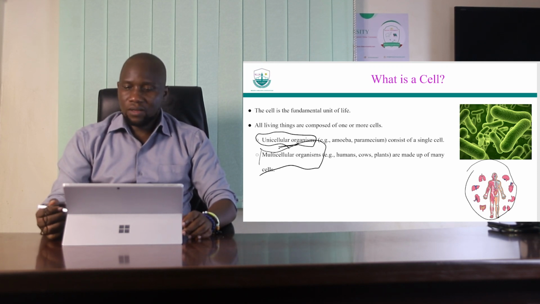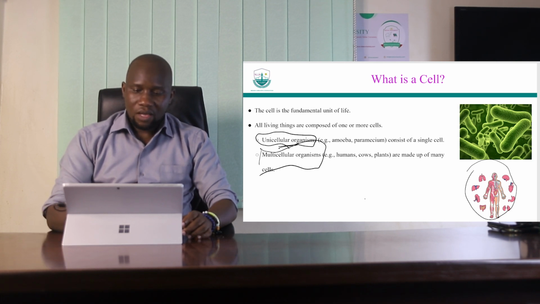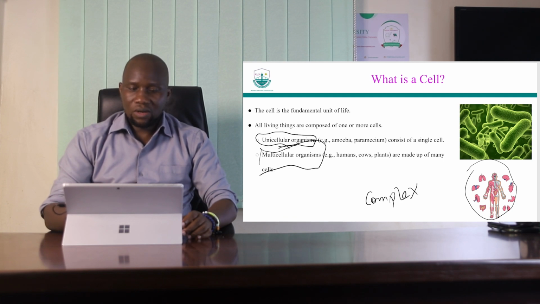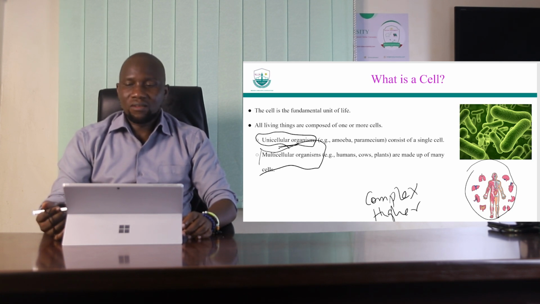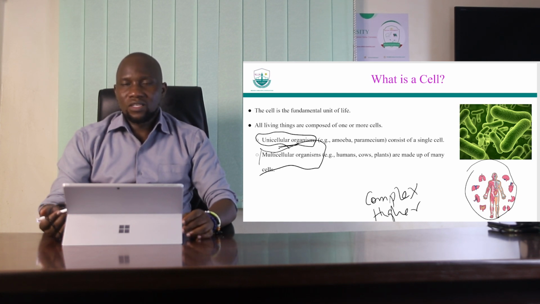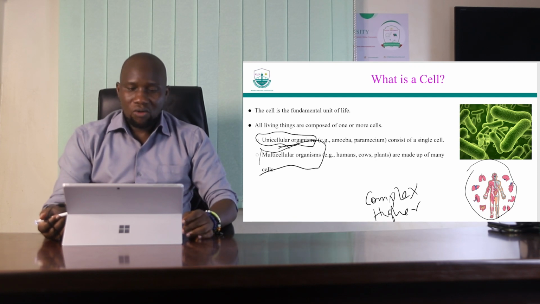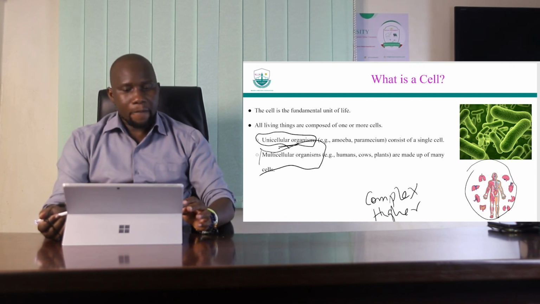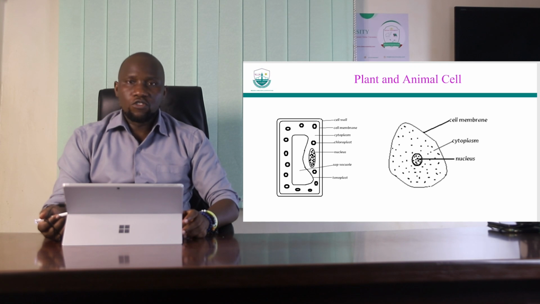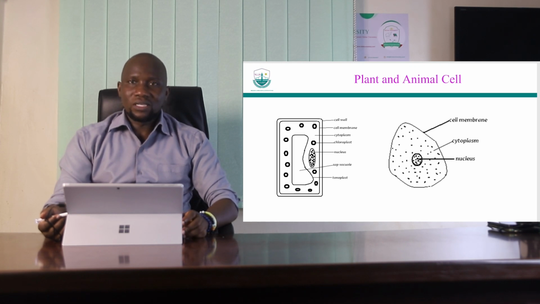So we say that organisms that are multicellular are called complex organisms, or multicellular organisms, or we can say they are higher organisms. And those that only have one cell, we call unicellular organisms. We can call them single-celled organisms, simple organisms, or lower organisms. Okay, so we move to the plant and animal cell.